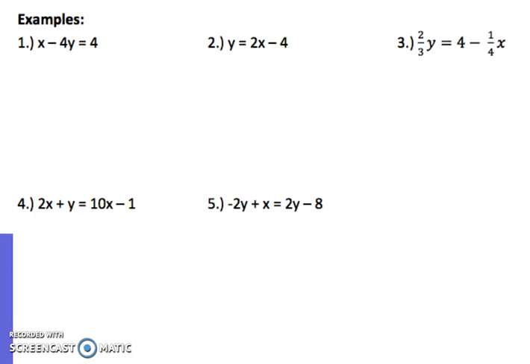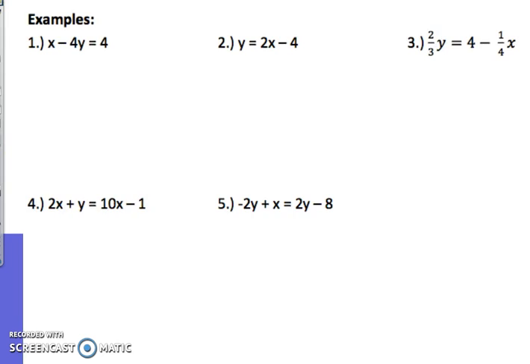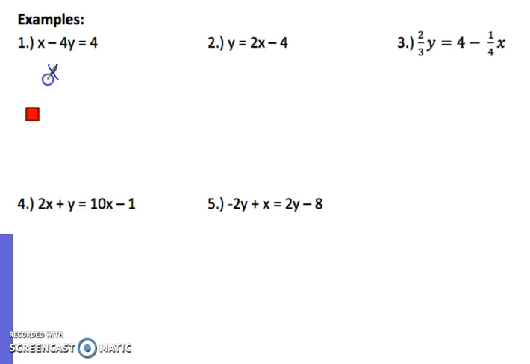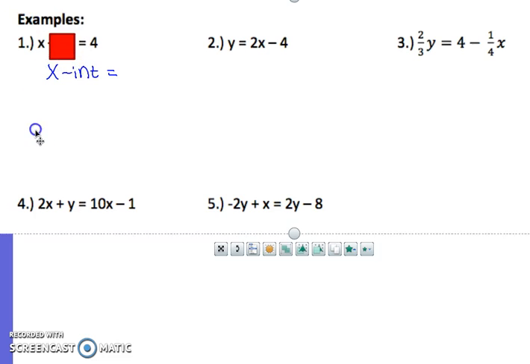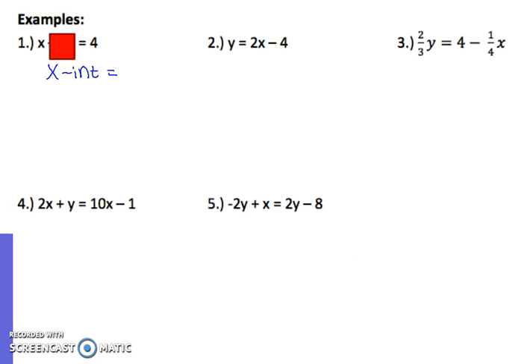So let's try some. For example, number 1, it is in standard form. Let me draw a nice little shape here to cover some things up so we can move it around a little bit. For number 1, if I'm finding my x-intercept, I'm literally going to take my little box, cover up my y, including that negative, and now look, I'm left with x equals 4. So my x-intercept is 4.